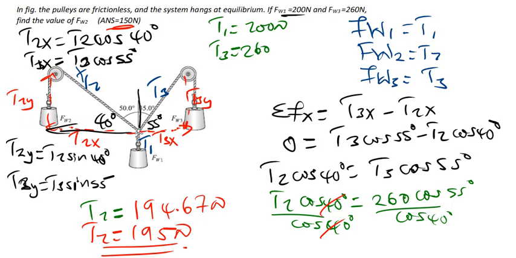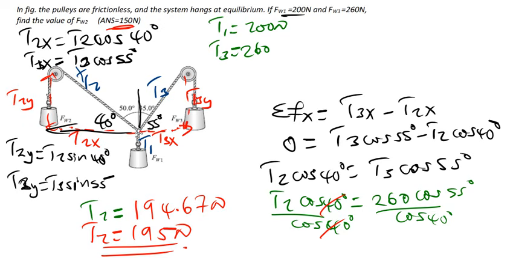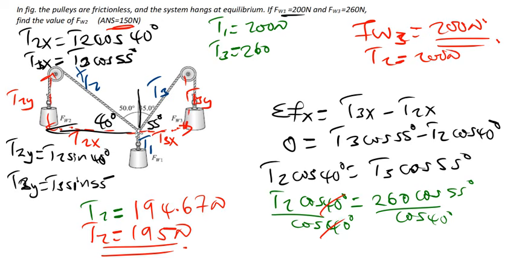The way the question is, the answer for T2 is 195 newtons. But if the answer was supposed to be 150, FW3 was supposed to be 200 newtons. Let me show you. If FW3 is 200 newtons, meaning my T3 is 200 newtons, then I plug in T3 to be 200 newtons.